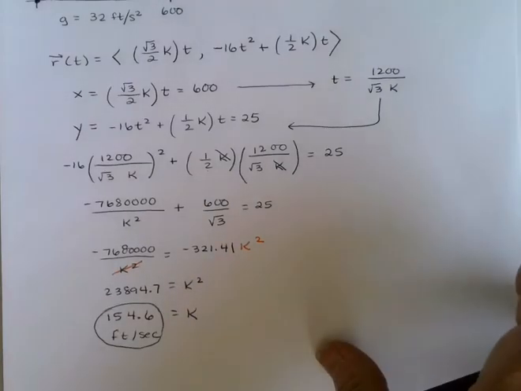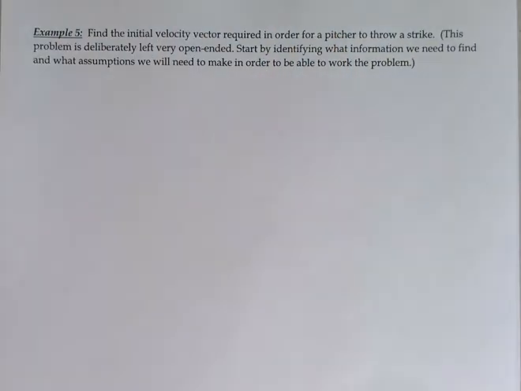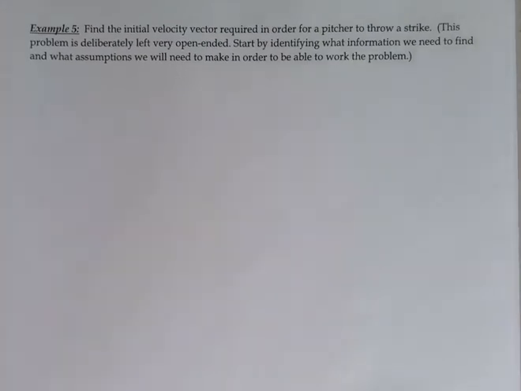All right, I think we're going to go ahead and stop there. Example 5 is actually one that we'll talk about in class, but that's going to end up being part of your test, so I'm not actually going to do it with you. Actually, maybe we should talk about it before we put it aside. This is going to be part of your take-home test over Unit 2. It says to find the initial velocity vector required for a pitcher to throw a strike. And this is deliberately left quite open-ended.